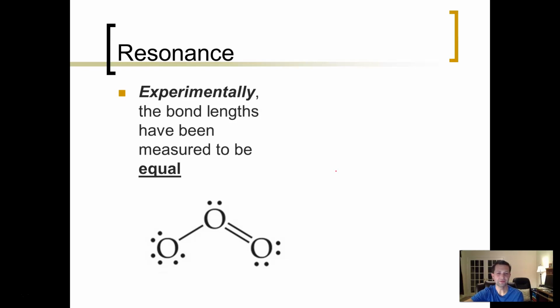If you look at ozone experimentally, and you determine the bond length experimentally, you would actually notice that the bond length is equal for both of those bonds, even though the chart tells you that they're different. Okay, so why is that?